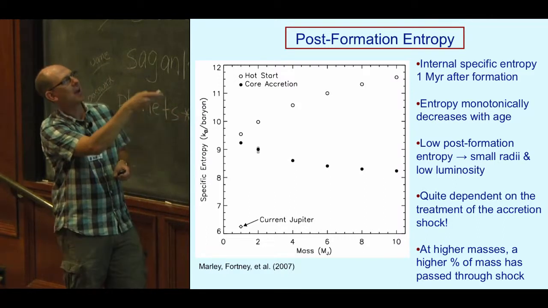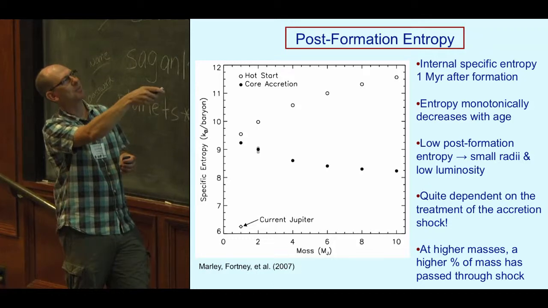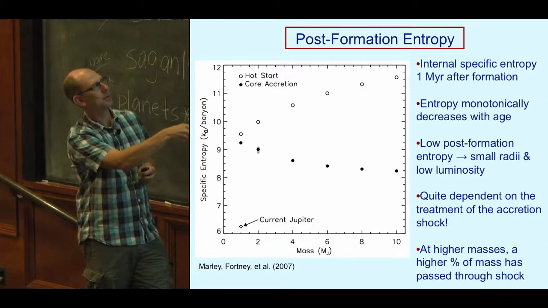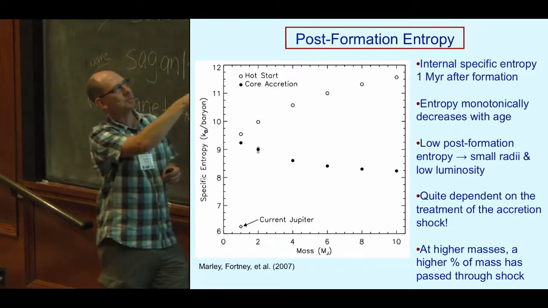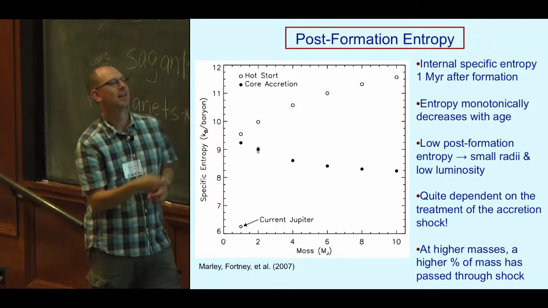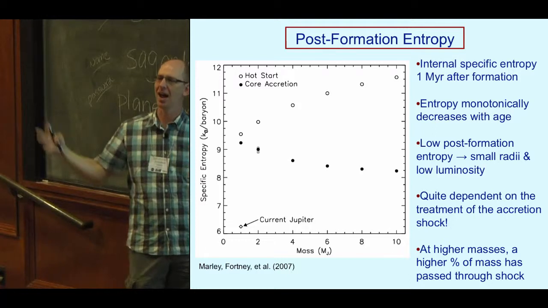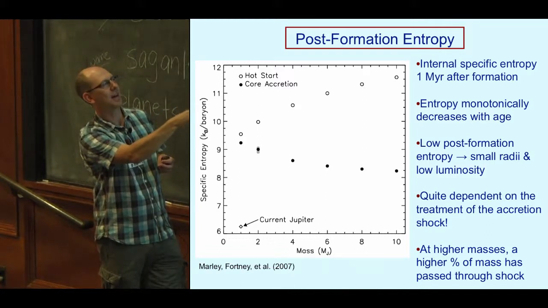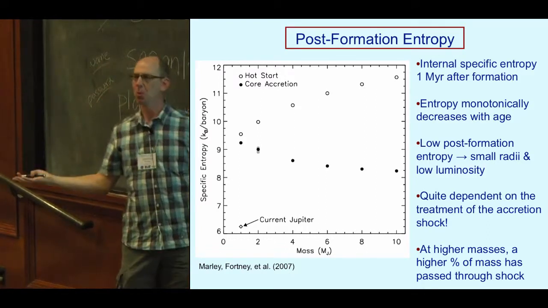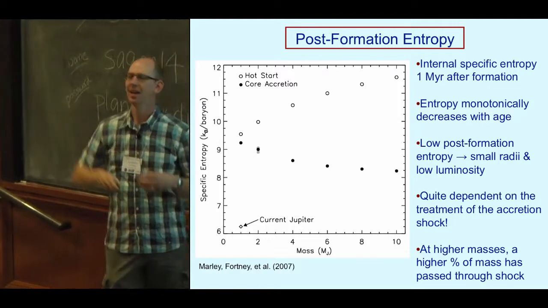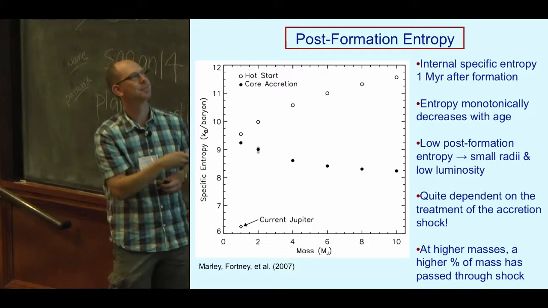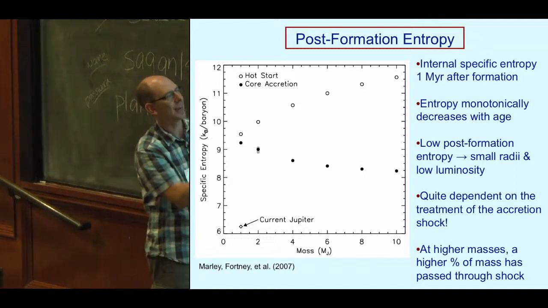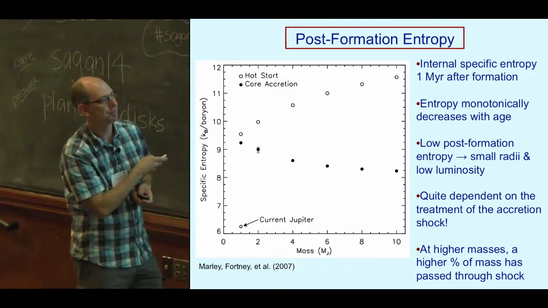If we look at the specific entropy of the interior for hot start models versus what we called core accretion start models, you can see Jupiter's down here. It's old and cold, but Jupiter, when it was young, had a hotter interior. What you would expect normally is that as you go to more and more massive planets, you expect them to have higher and higher internal temperatures, higher and higher specific entropy. But in this particular implementation, you actually get what looks like a tuning fork diagram. As you go to higher and higher masses, more and more of your material had to come in through that shock, and so you asymptote at a lower amount of entropy. This is plotted here as the entropy about 1 million years after formation. Again, it's quite dependent on the treatment of the accretion shock.